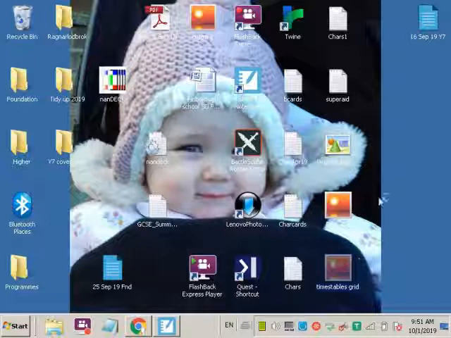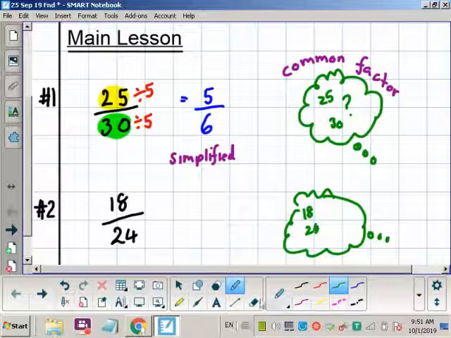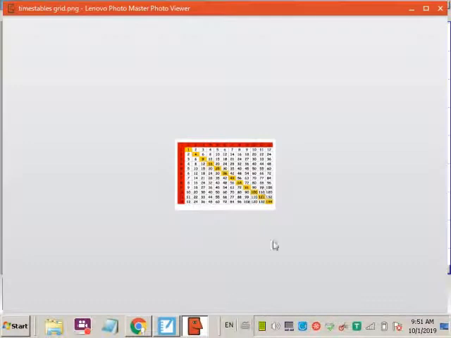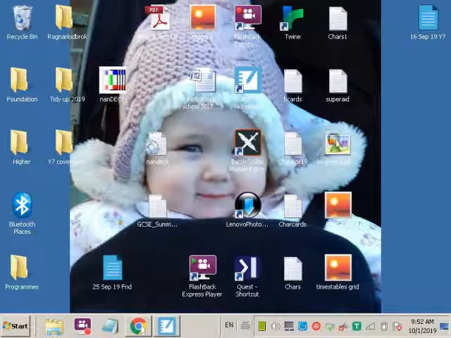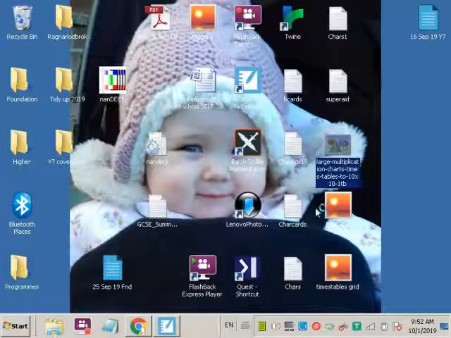So let's get the times table grid up. This is for those that aren't particularly good with their times tables. Let's have a look. Just make that a bit bigger. Can I make that a bit bigger? Come on. No. This isn't working. Let's try that again. I think I had a better times tables grid. Apologies for the quality of this. Here we go.